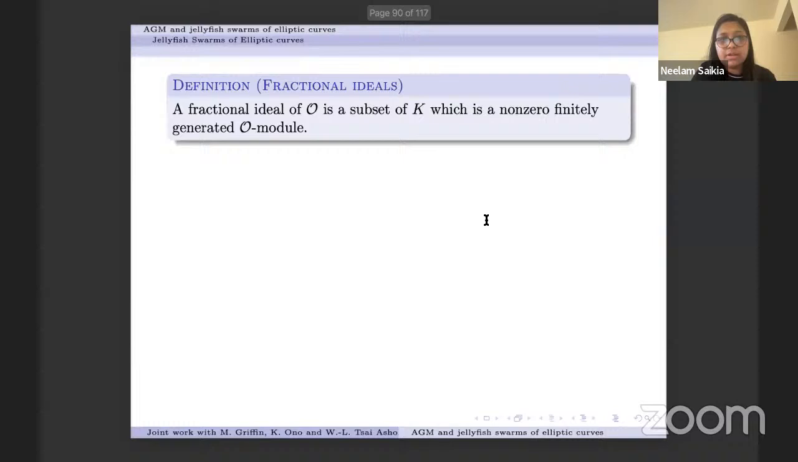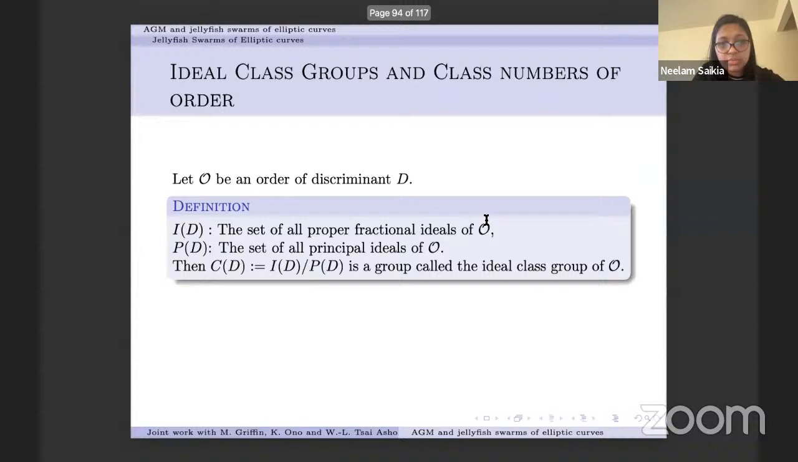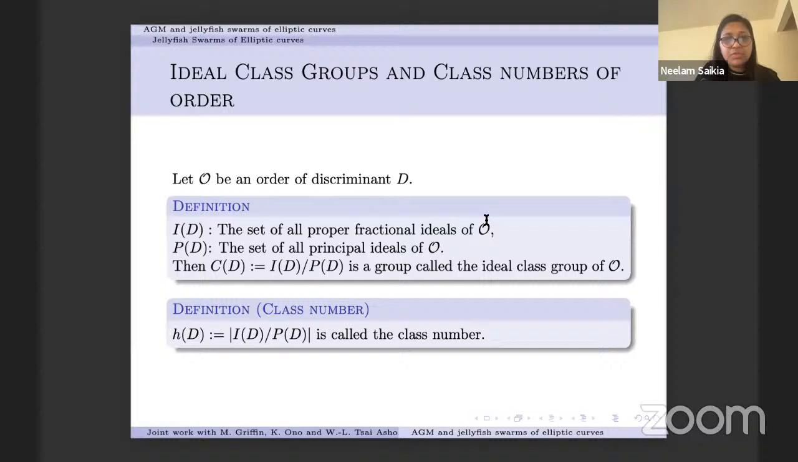Now I want to introduce the ideal class group. If you have an order, then we can define its proper fractional ideals. Out of that, we can compute their principal ideals, and C(D), which is the group of ideals modded by principal ideals, is called the ideal class group of an order. The order of this group is finite and is called the class number. We relate the class number to count the number of curves that appear in the jellyfish.